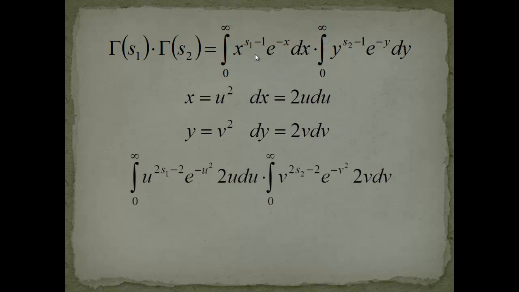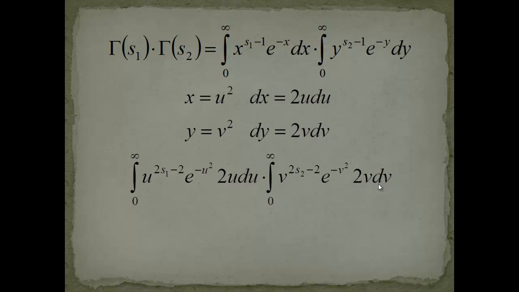So here for S1, for the first integral, we get u to the 2S1 minus 2. It's because we have u squared, and it will multiply everything here above with 2. We have e to the minus u squared, 2u du, because this is the dx that we replaced. And here for the second integral, it's very similar to that. Not symmetric, it's actually the same, only replace u by v.